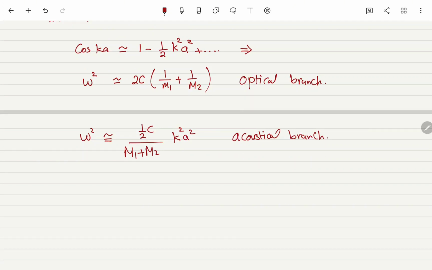Now at k maximum equal to plus or minus pi over a, for that reason omega square will be equal to 2c over m1, and omega square, the other one, equal to 2c over m2.